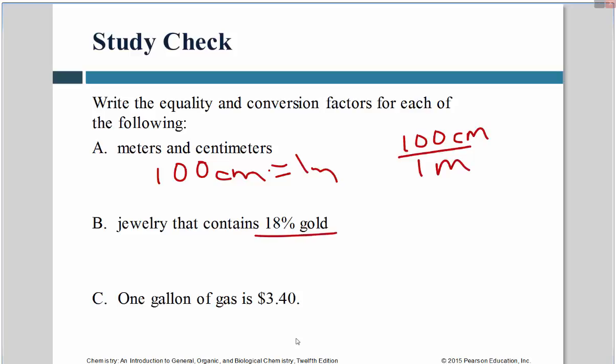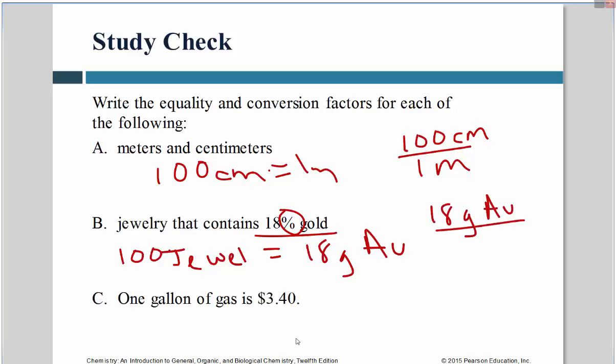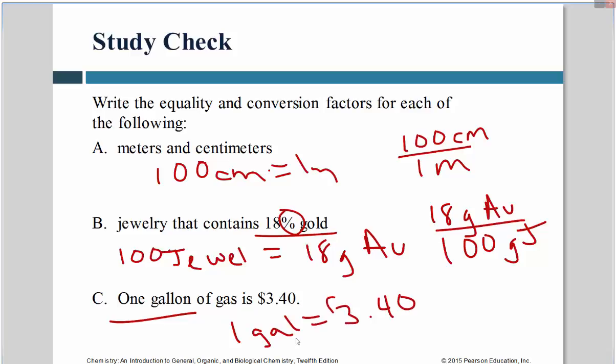18% gold, that means in 100 grams of jewelry, there's 18 grams of gold. I use the chemical abbreviation for gold. But now we can divide it one over the other, so 18 grams of gold over 100 grams of jewelry. Or you can flip that around if you wanted. 1 gallon of gas is $3.40. Once again, we can put this into a conversion factor by simply just making it a fraction. And that's how you create conversion factors out of equalities.